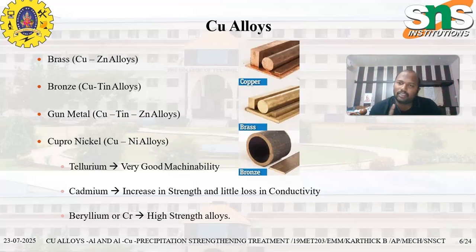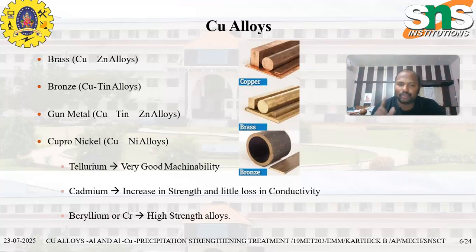So the first copper alloy, what is this? Brass. When zinc is mixed with copper, it forms brass. When tin is mixed with copper, it forms bronze. When tin and zinc both are mixed, it forms gunmetal. When only copper and nickel are fused together, it forms cupronickel. Apart from these four copper alloys, we have tellurium, cadmium, and beryllium alloys, which are made with specific properties.